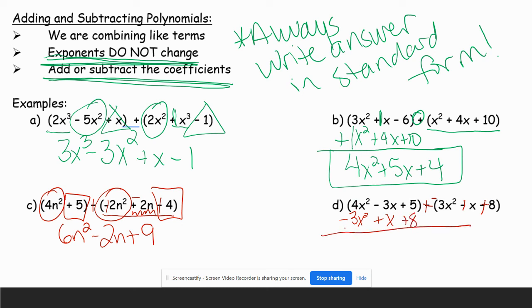4x squared plus negative 3x squared is 1x squared. Negative 3 plus 1 is negative 2x. And 5 plus 8 is positive 13. Second power, first power constant. So this is in standard form. There's no other like terms, so I can't simplify further.